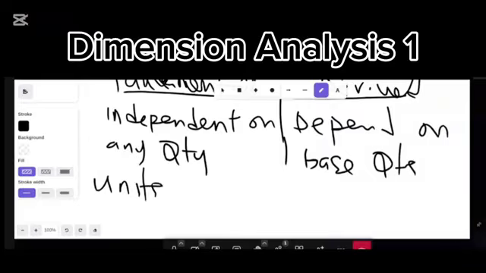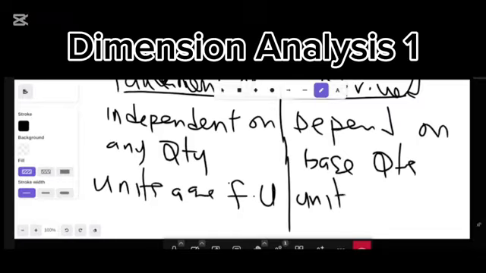Their unit is called fundamental unit. The units of derived quantities are known as derived unit, let me call it DU. Now, because I told you the alternative name of fundamental quantity is base quantity, the alternative name of fundamental unit is going to be base unit.